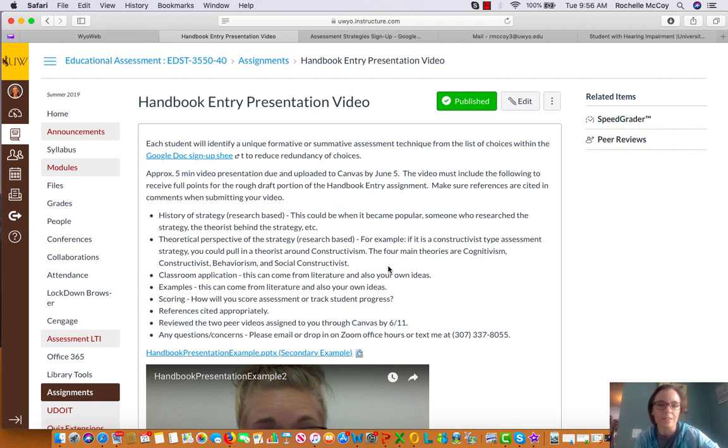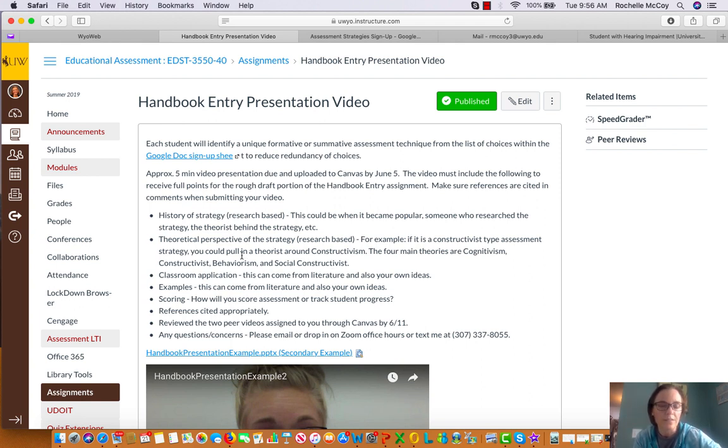So going back to our sign-up sheet on the think, pair, share, you could definitely put under constructivist or social constructivist because they're working with a partner to construct meaning around something. So don't put too much thought into that. It should be fairly obvious which theory it would fall under.